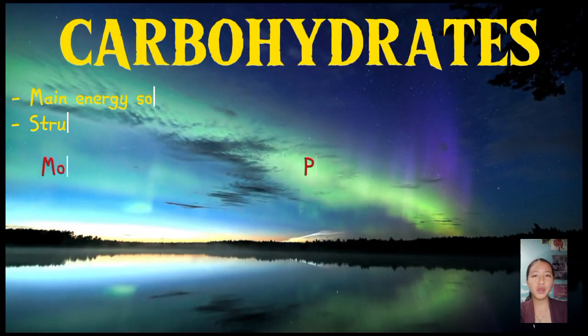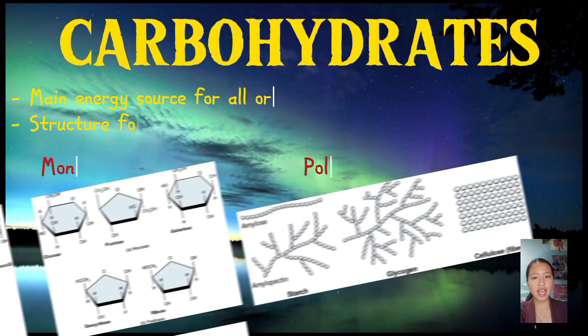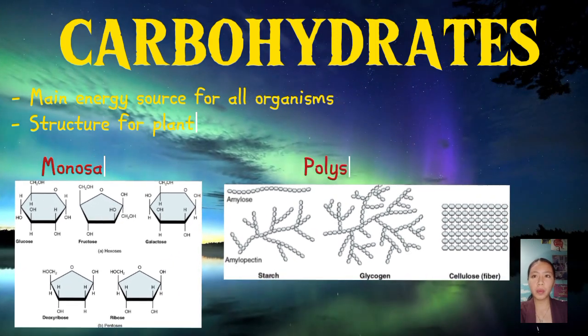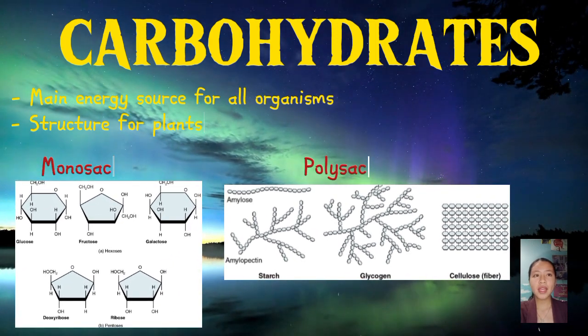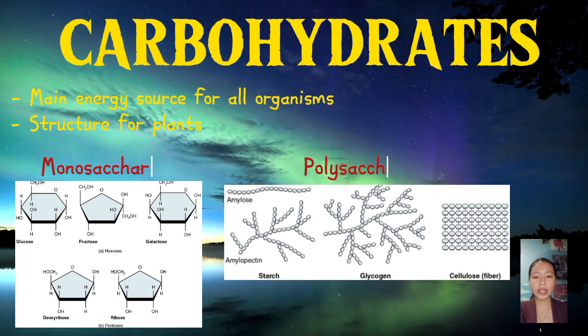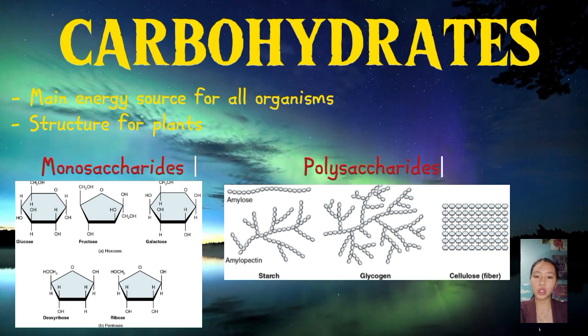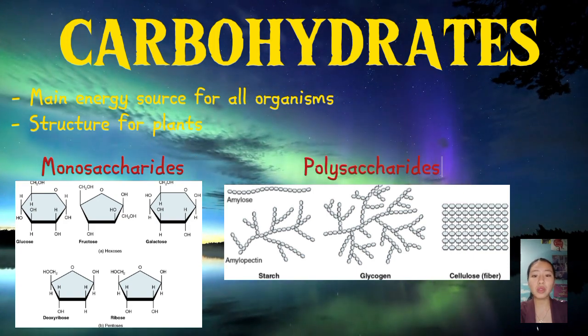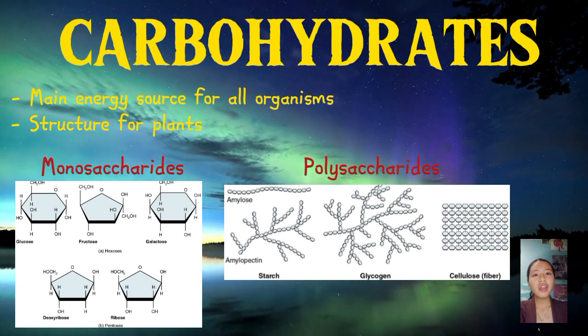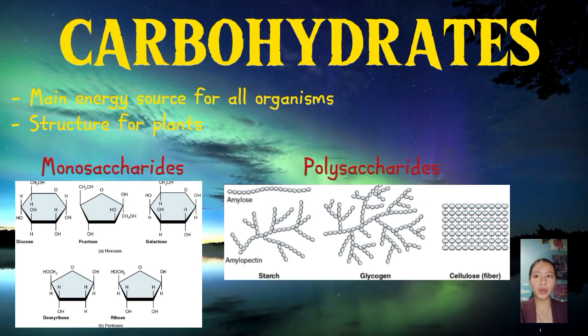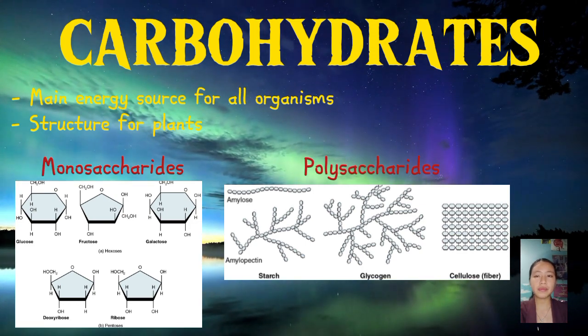Carbohydrates are the main fuel source for most living things, as well as a structural component for many plants. The monomers for carbohydrates are called monosaccharides. Saccharide means sugar, so monosaccharide means one sugar. These are simple sugars like glucose, fructose, and ribose.